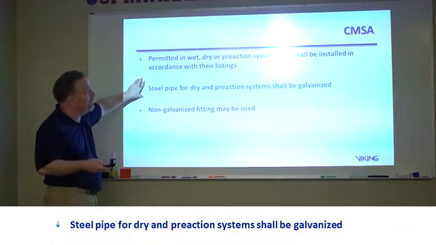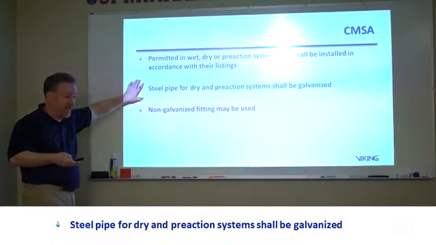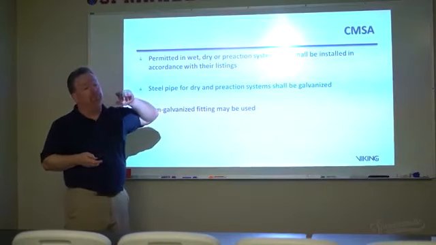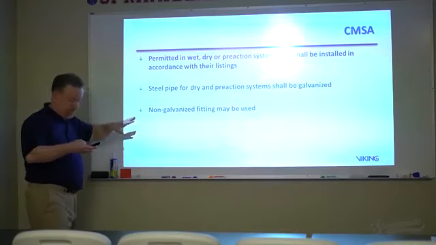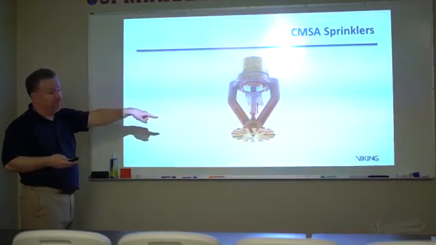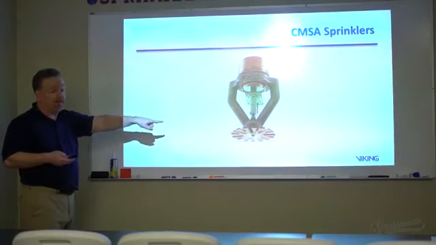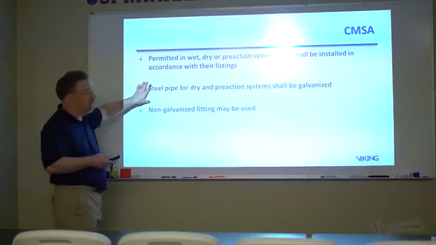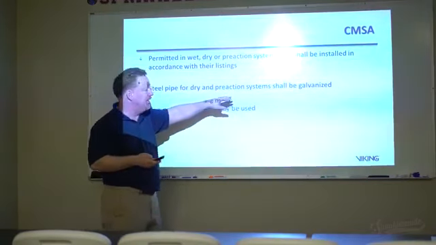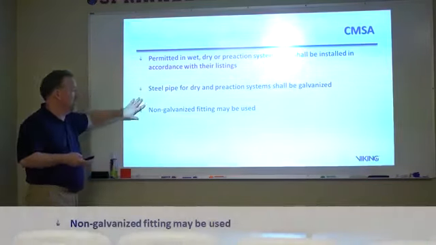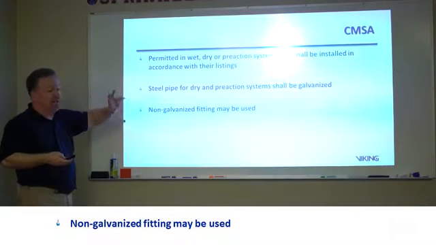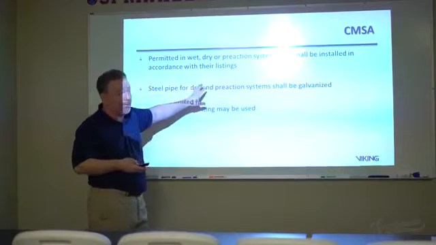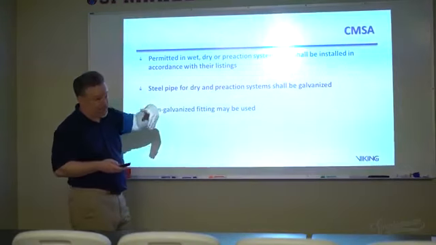Steel pipe for dry and pre-action systems needs to be galvanized, because again, you can see right here, this is a pendant sprinkler. And so on a dry system, we're going to take extra caution to make sure that the piping is galvanized. Non-galvanized fittings may be used, because galvanized is going to what? Resist corrosion a lot more. Corrosion becomes a problem because it settles on top of my sprinklers.